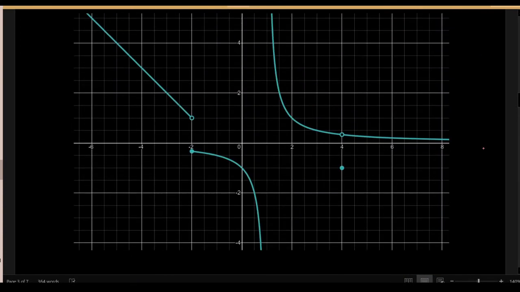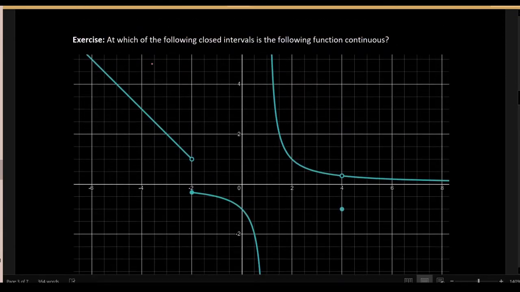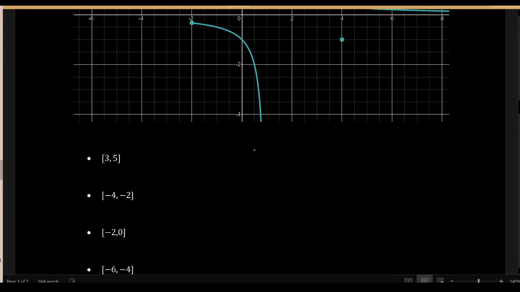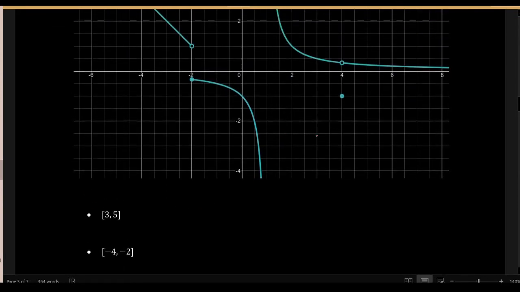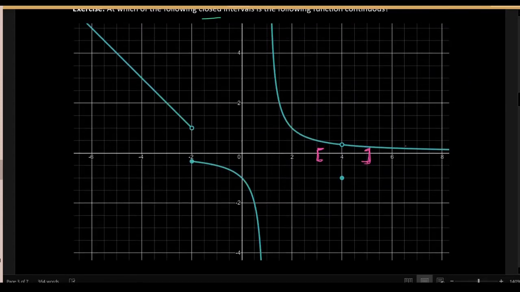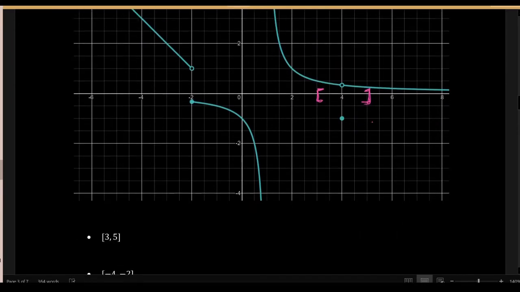So let's return to our old friend, our very familiar graph, and let's ask ourselves the question, at which of the following closed intervals is the following function continuous? The first interval that we're looking at is the interval from 3 to 5. And I'm going to indicate it with a bracket to remind myself that I am looking at the closed interval from 3 to 5.